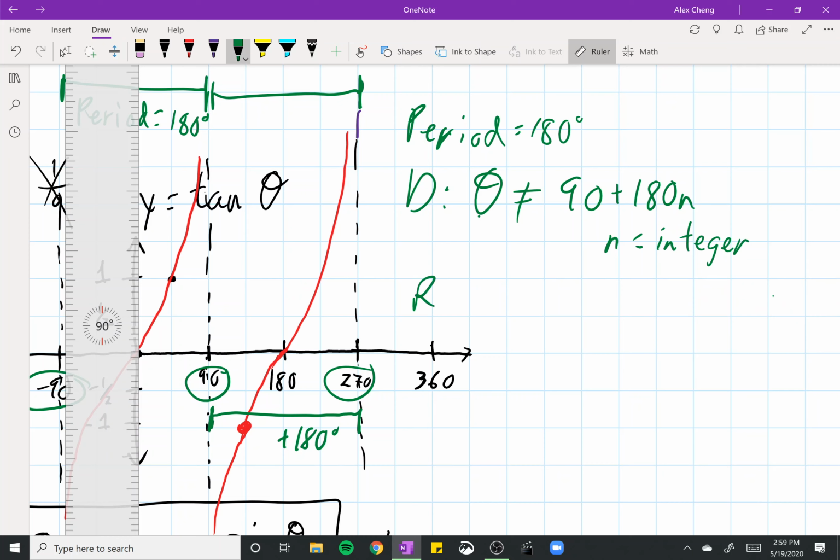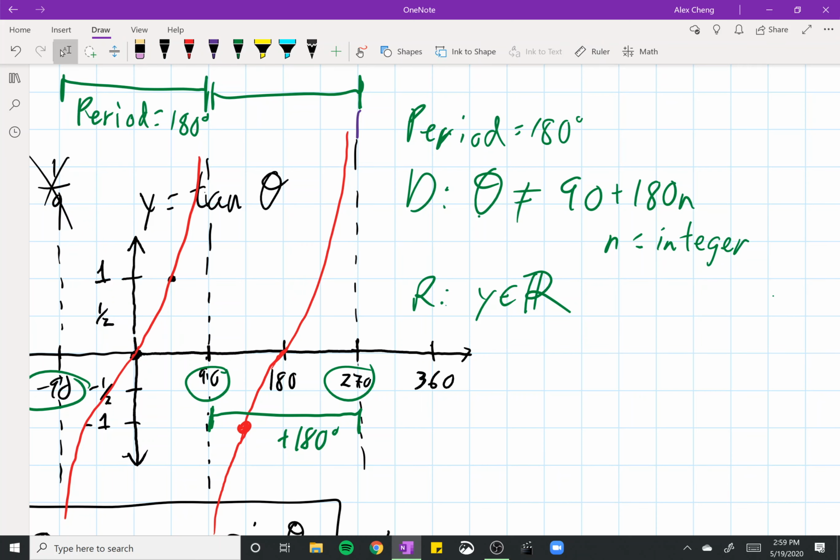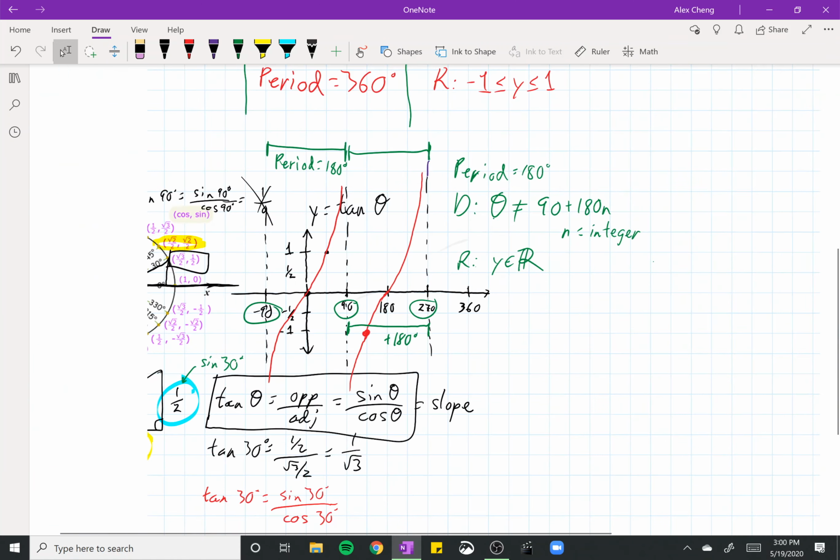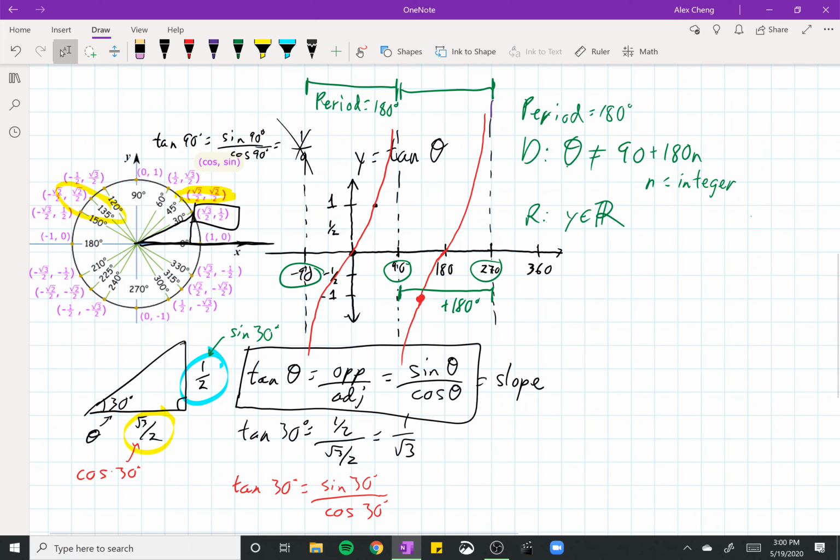And our range, well, since this is the slope, we can have a super steep positive slope, or a super steep negative slope. And so actually the range is all real numbers. It could be any slope. Tangent can take on any value. So hopefully that made sense as to how we can use the unit circle, even though it doesn't have tangent on it directly, we can still use the unit circle to calculate tangent and thus graph it.